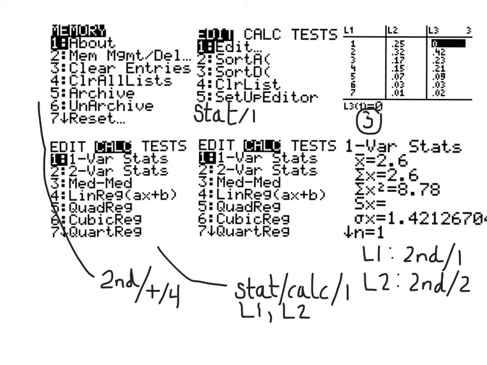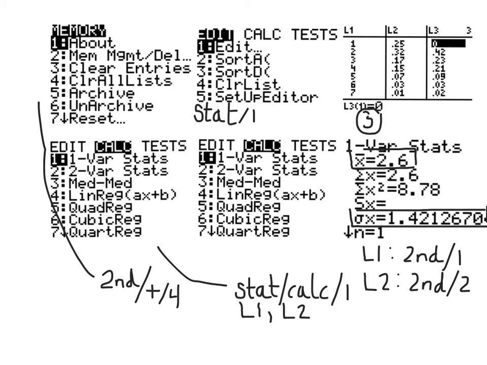And here they are. We can see that for household probabilities, our expected value is 2.6, and our standard deviation is about 1.4213. So that's the expected value and the standard deviation of a discrete random variable.